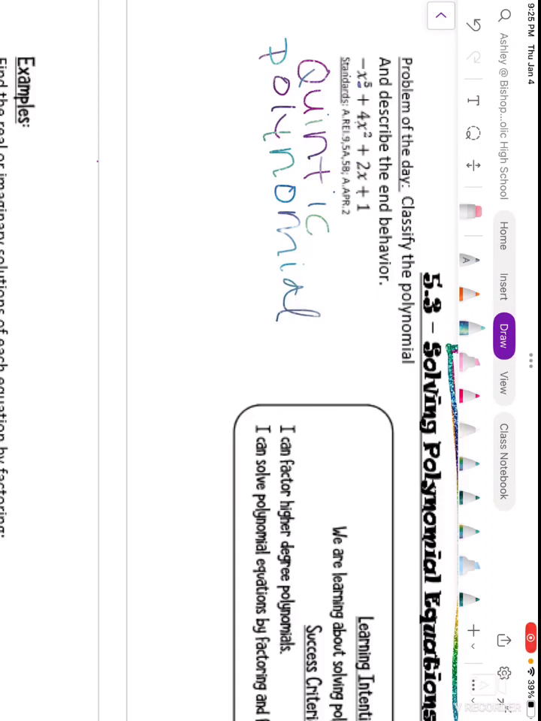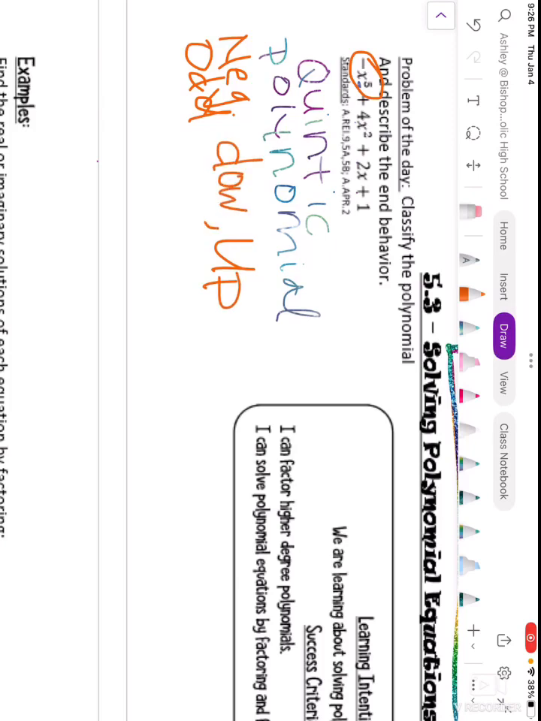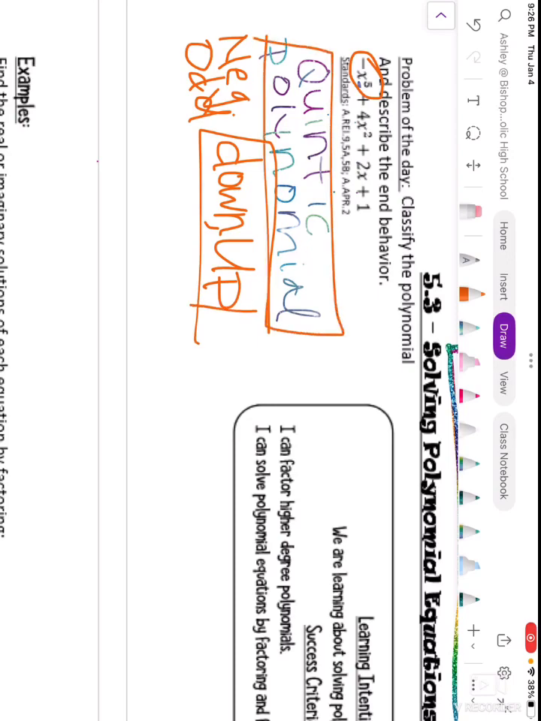Our end behavior, so we just look at the highest degree, which is 5. So it's a negative number with an odd exponent. Negative means it ends going up. Odd means they're opposite, so it'll be down, up. And that's our answer.